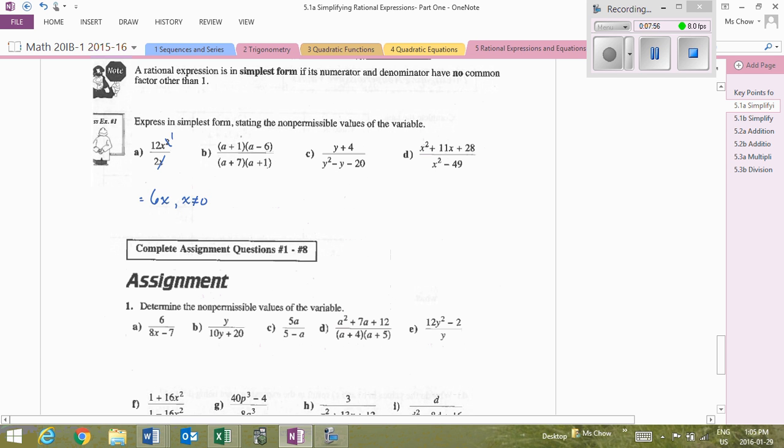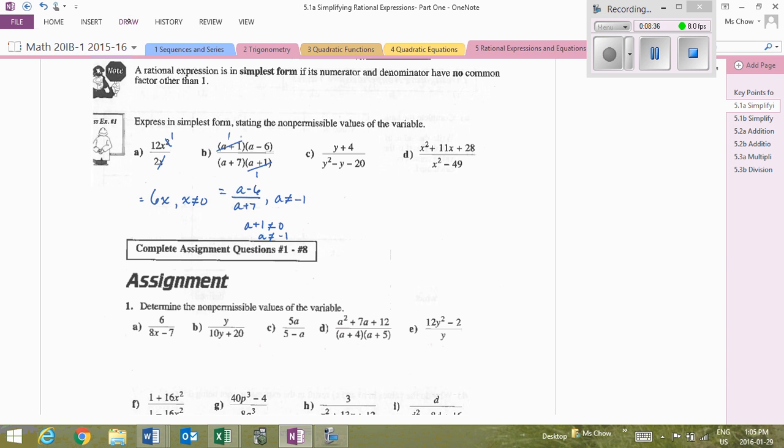When we look at the second one, well, we know that we can cancel out a plus 1 and a plus 1, that's 1 over 1. So simplest form is a minus 6 over a plus 7, but that is only true when a is not equal to -1. Because we're looking at when is that factor equal to 0. So a plus 1, if you need to, then you write down, well, a plus 1, when is a plus 1 not equal to 0? Well, when a is not equal to -1. So if you need to write that middle step, that's totally fine.